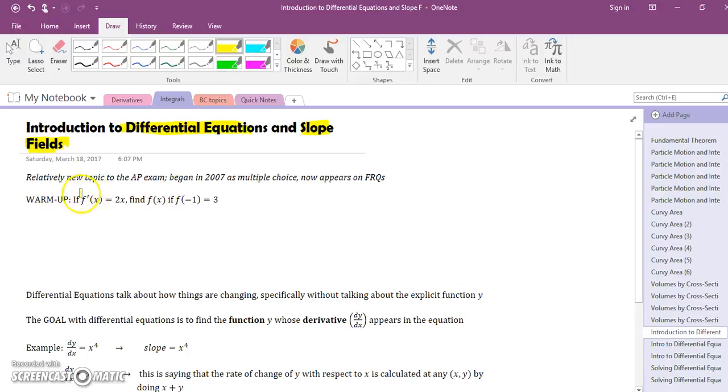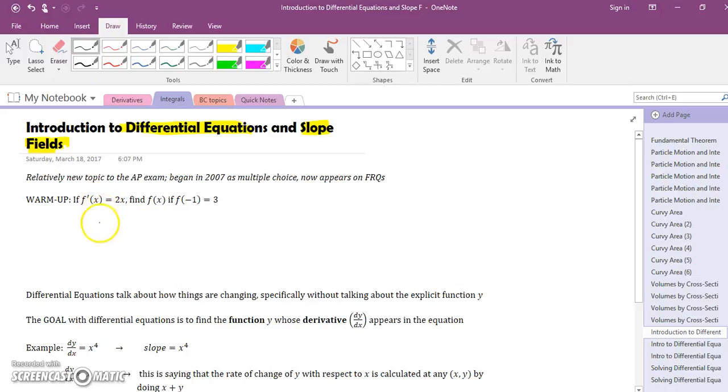Now the thing with slope fields is these are a relatively new topic to the AP exam. They started in 2007 as multiple choice. A few years ago they started appearing on free response questions. So we'll be practicing a lot of them because they have been a recent trend here.